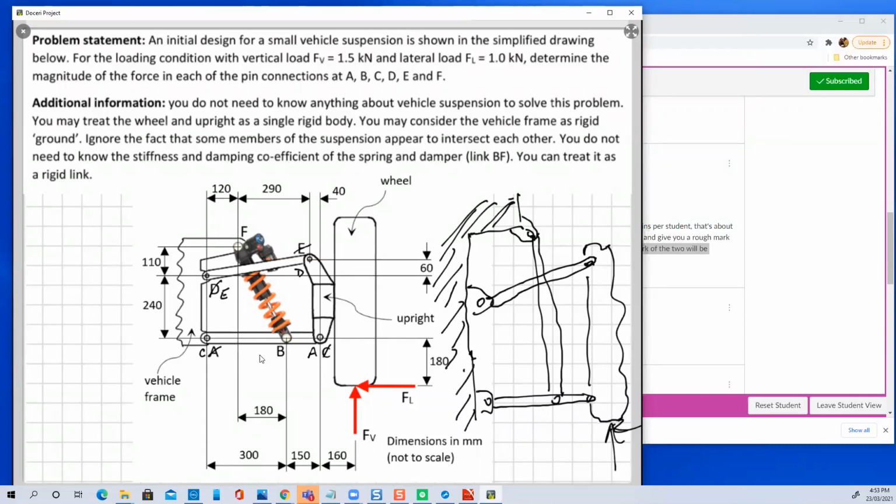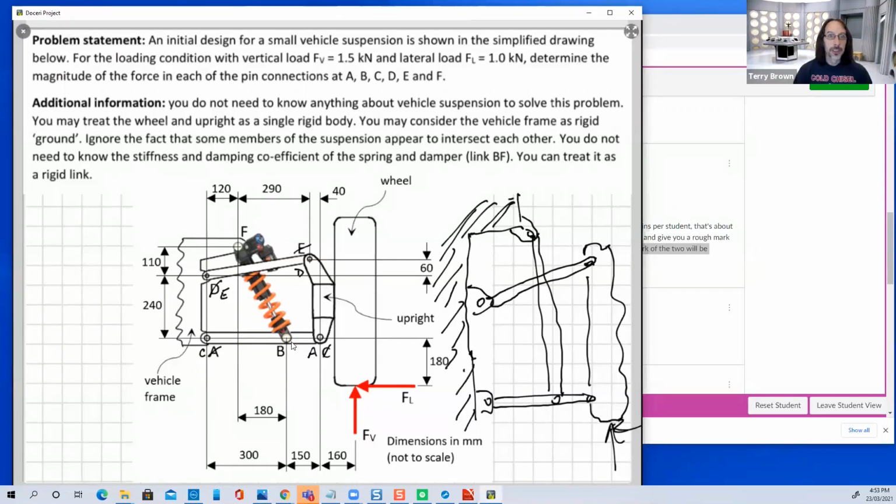So if one structure is joined with another structure with a pin connection, then we can treat this structure as two separate structures. Yeah, absolutely. So if they're pin connected, you have to do that to solve the problem. You have to be able to disassemble, to imagine that you've disassembled the assembly of structural components.